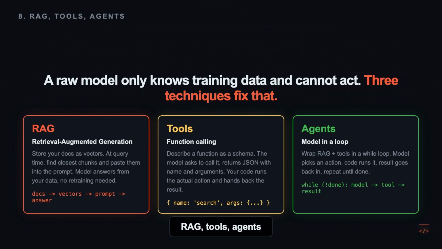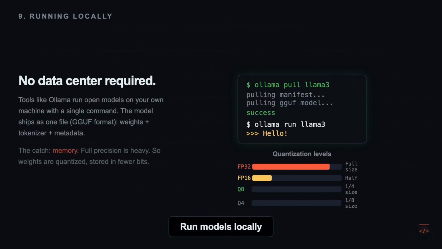Second one is tools. You describe a function as a schema and the model can ask to call it, returning JSON with the name and arguments. Your code runs the real action and hands back the results again in a JSON format. Third, agents. Wrap all of this in a loop. The model picks an action, your code runs it, the result goes back in, and it repeats until the task is done. So an agent is mostly a while loop around a model, some tools and some memory. So we have all of this: the tools, the agents, and the model itself.